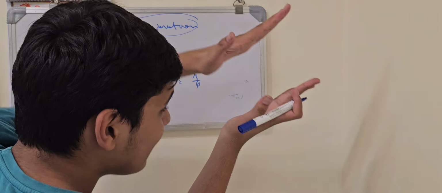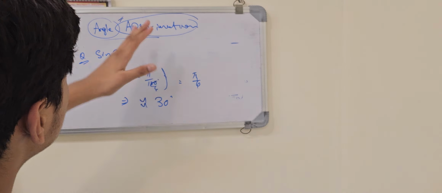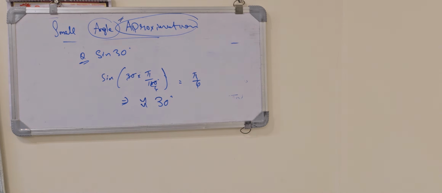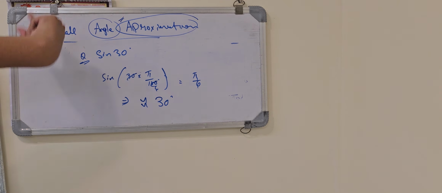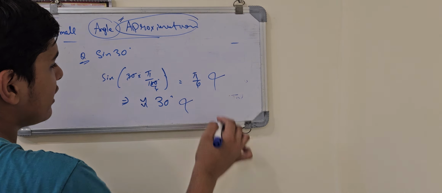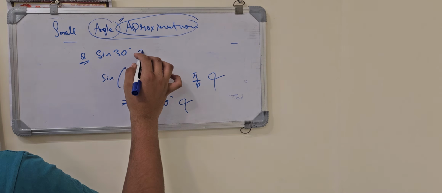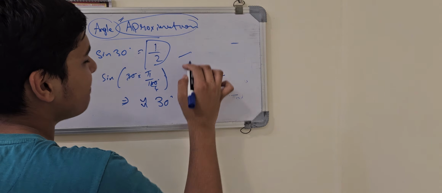These are very lower angles. Here the 30 degree is larger. When it's a larger angle, we cannot apply the small angle approximate, and hence this is not equal to 30 degree, not equal to pi by 6. This is equal to 1 by 2. That table you remember now, same table.